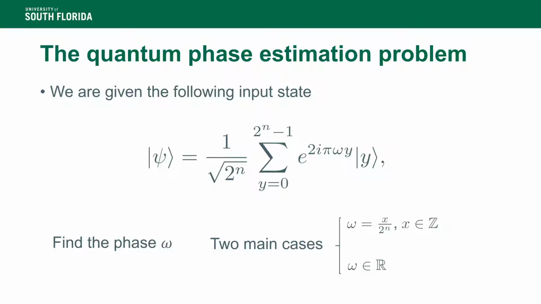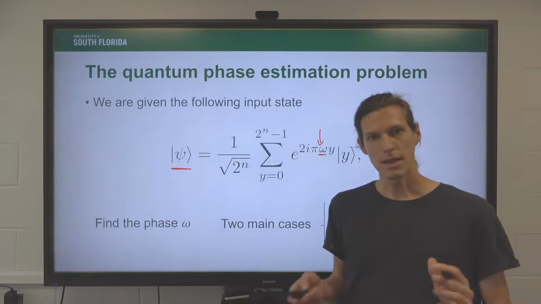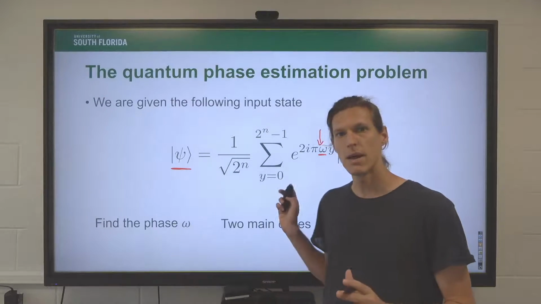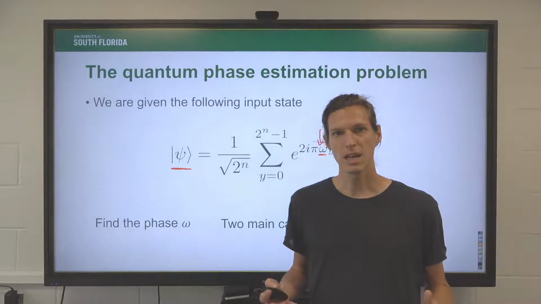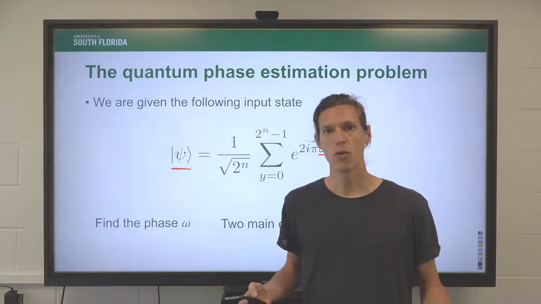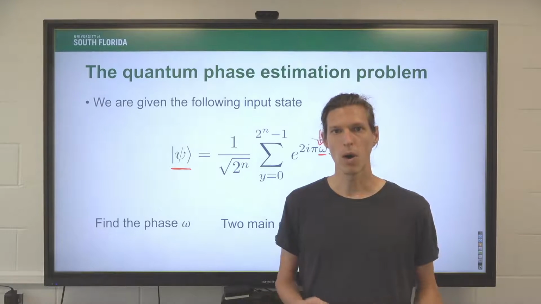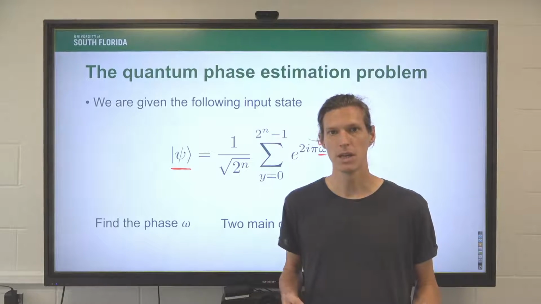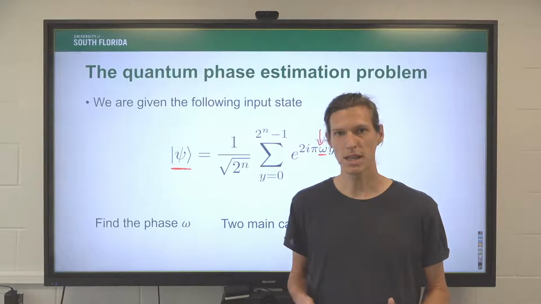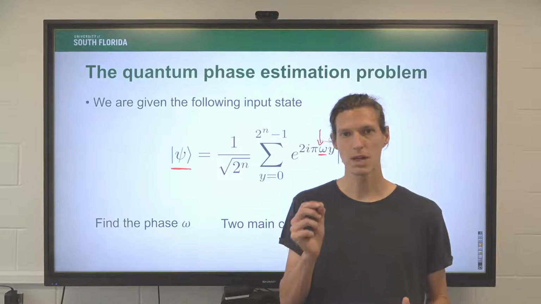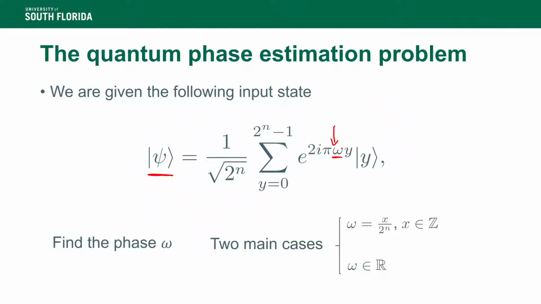The problem of quantum phase estimation is that, given the input state psi under this form, where you have an unknown phase omega, you want to find omega. Now, the idea here is that if you measure the state, it will give you the same outcome as if it were a uniform superposition over all possible y's between 0 and 2 to the n minus 1. So something needs to be done to the state in order to measure the information in the phase.